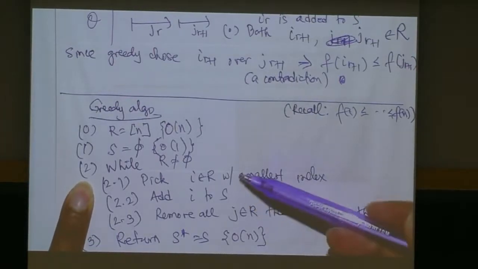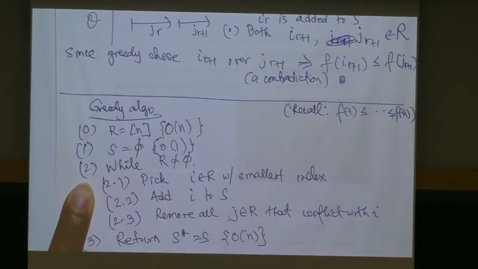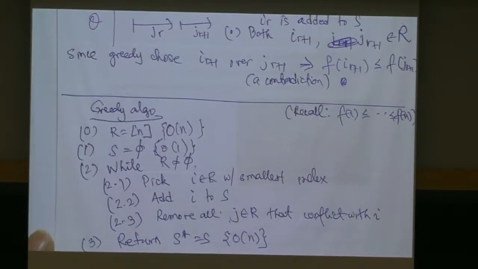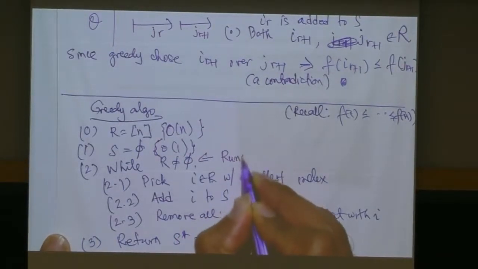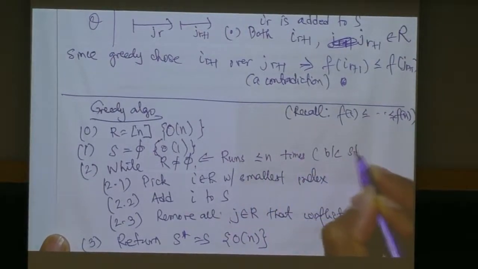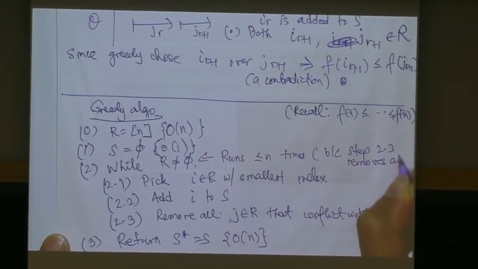Then notice that in any one iteration, you're deleting at least i, right? The one that you're picking here will get deleted from this set because i conflicts with itself. So in each iteration of the loop, you are throwing away at least one vertex, which means you cannot run this loop more than n times. So this runs less than or equal to n times because step 2.3 removes at least one interval.